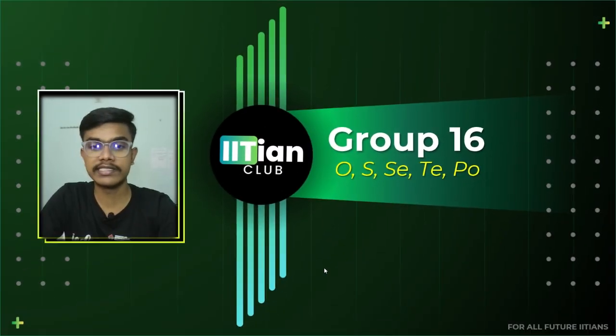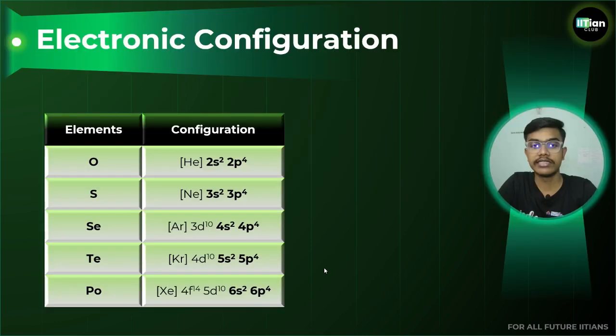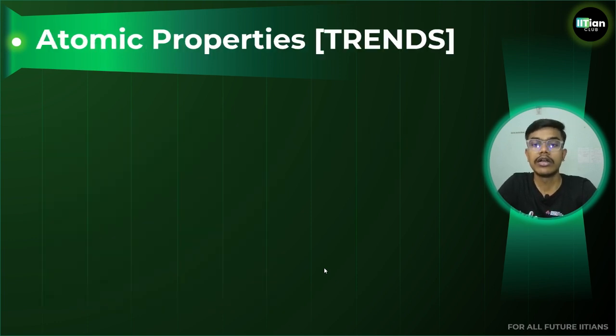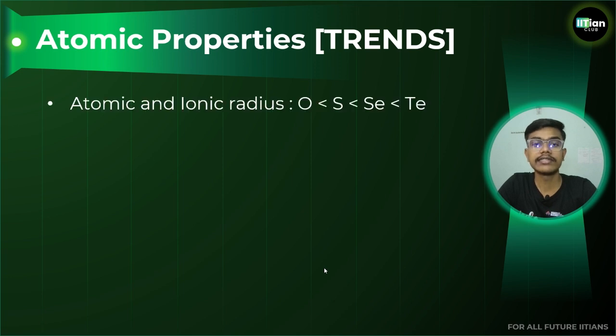Now we have group 16: oxygen, sulfur, selenium, tellurium, and polonium. You can see the electronic configuration of these elements here. You can notice that ns2 np4 is the general outer shell electronic configuration of these elements. Talking about the atomic and ionic radius, it increases down the group. As you know, the number of shells increases down the group, so the atomic and ionic radius increases.